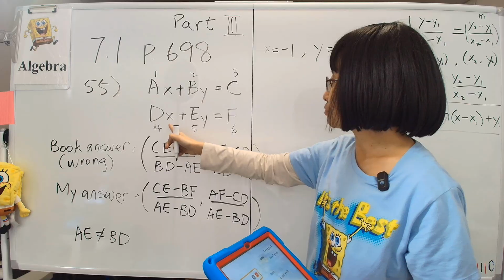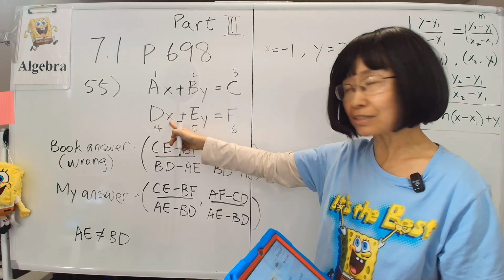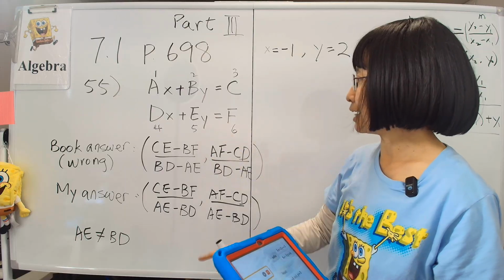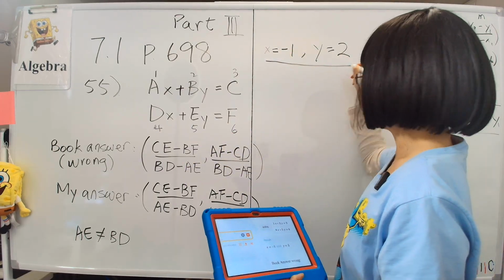Next, let's say D is 4. 4 times minus 1 is minus 4. 5 times 2 is 10. Minus 4 plus 10 is 6. So this is the correct answer, right?